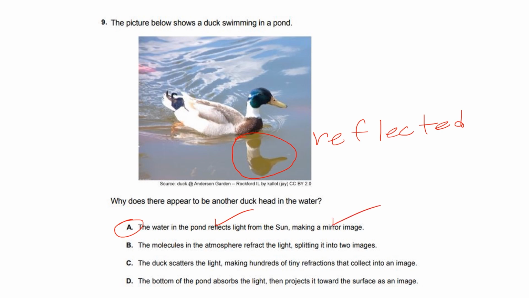B. The molecules in the atmosphere refract the light, splitting it into two images. That means it's saying that it bends, and refraction does not do that, and it does not produce a second mirrored image. C. The duck scatters the light, making hundreds of tiny refractions that collect into an image. No. And then D. The bottom of the pond absorbs the light, then projects it towards the surface as an image. And that's definitely not happening. That means that the light is going all the way to the bottom of the pond and then coming back up and showing as a mirror.